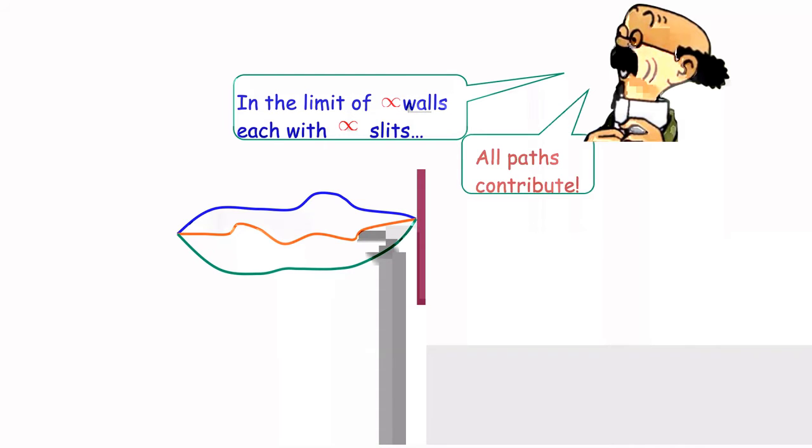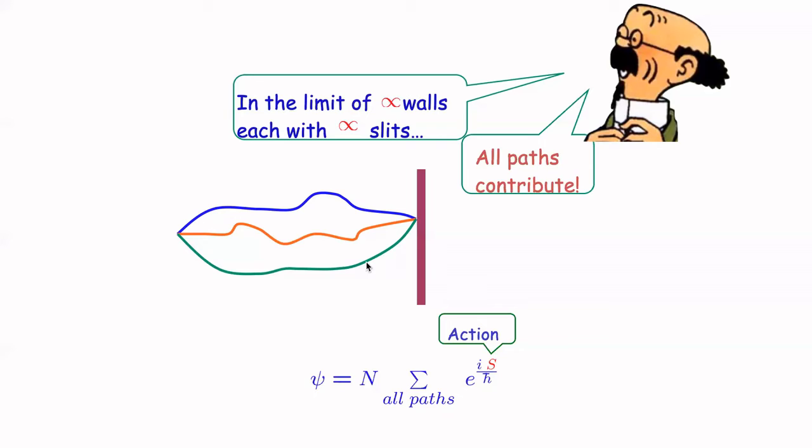So this was introduced by Feynman, the formalism introduced by Feynman. Therefore, if you wanted to calculate the wave function for the electron psi, you have to calculate the contribution of any possible paths. For example, if you have this green path, you have to calculate its contribution.